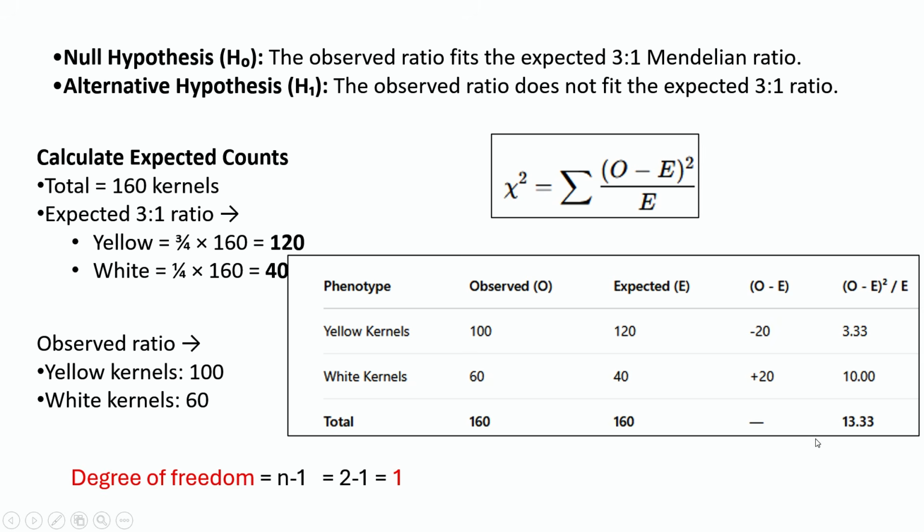Once we have a chi-square value, as I just mentioned, 13.33, we need to know the degree of freedom. As I discussed, we calculate the degree of freedom by looking at how many classes we have in which the data can vary. So there are only 2 classes, right, yellow and white. So n is equal to 2, minus 1 is 1.